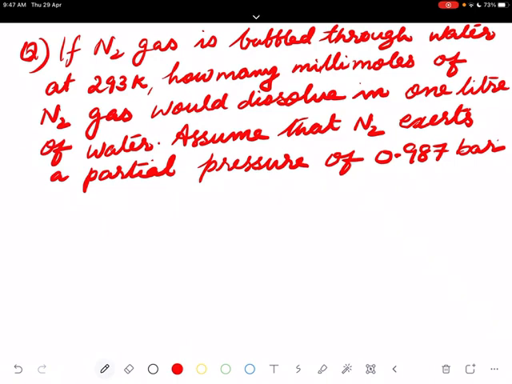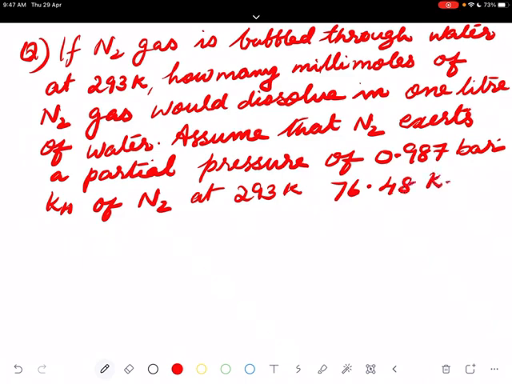KH of N2 at 293 Kelvin. We know that the KH value changes with the change in temperature. At this temperature, 293 K, it is 76.48 kilobar. Kilobar means you can convert that into bar. How? That is 76.48 into 1000 bar. Okay, this is the question.